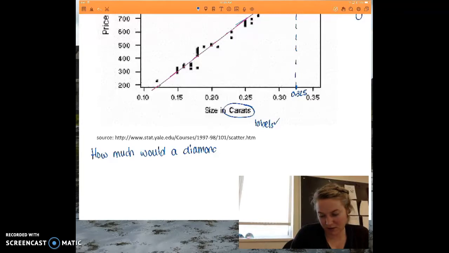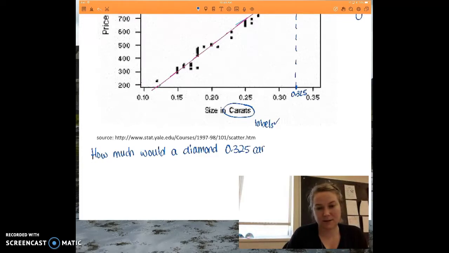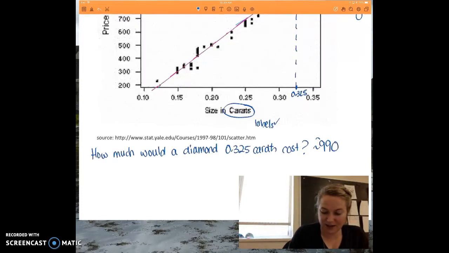So what I've got here is, I write out my question, how much would a diamond 0.325 carats cost? Wait for that to catch up with us. Okay. And I've just found that answer is approximately $990. That is an example of interpolation.